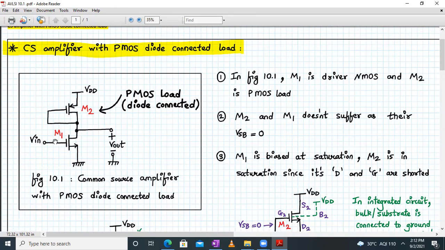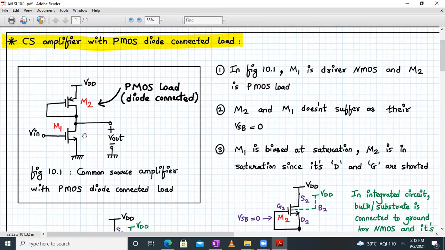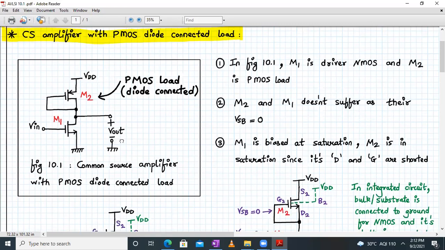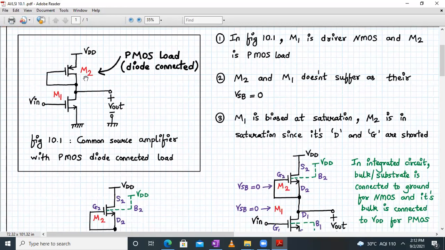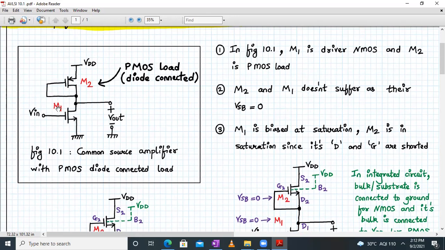So this circuit, which consists of M1 driver and M2 load, is my common source amplifier with PMOS diode connected load. This M1 NMOS transistor is my driver and M2 PMOS transistor is my load. Now, if you look carefully, both the transistors do not suffer from body effect. And what about the biasing conditions? M1 is biased in saturation, it has to be, because we are making it work as an amplifier. And M2, any diode connected MOSFET, is in saturation. So both M1 and M2 should be in saturation.